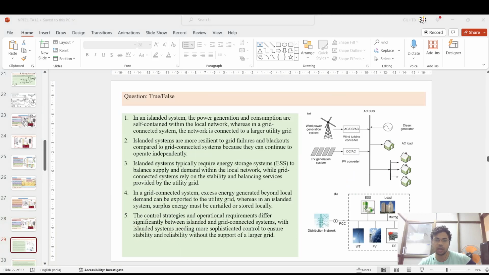So I have one question related to this energy storage system. There are 5 statements, and you have to tell me which statements are true. This whole set of statements is related to the battery energy storage system.